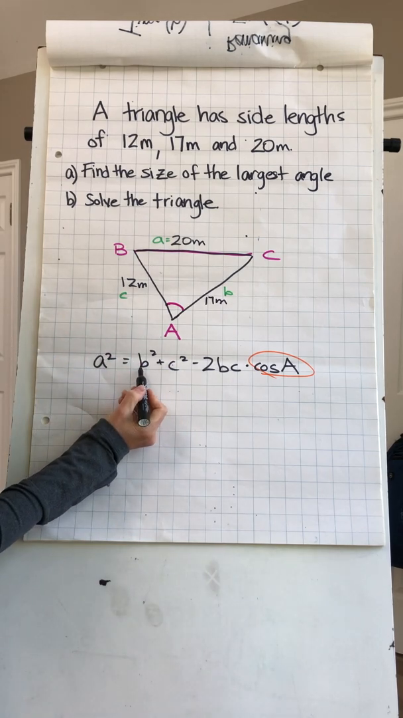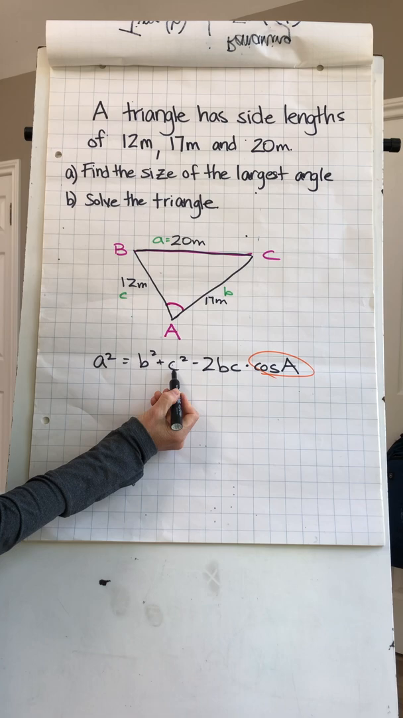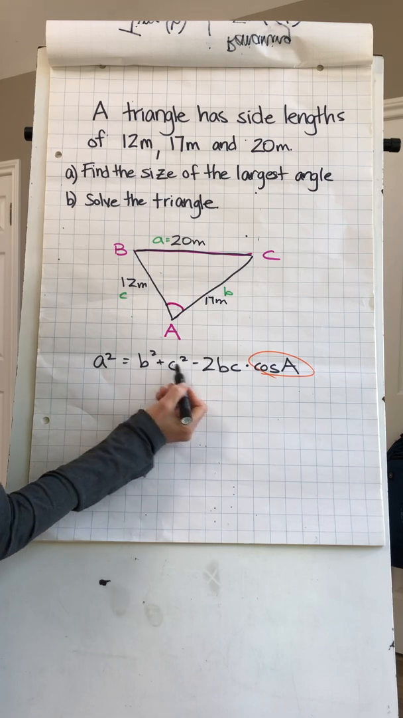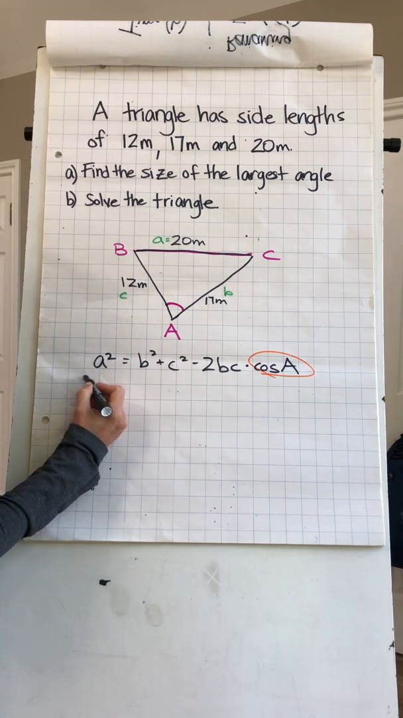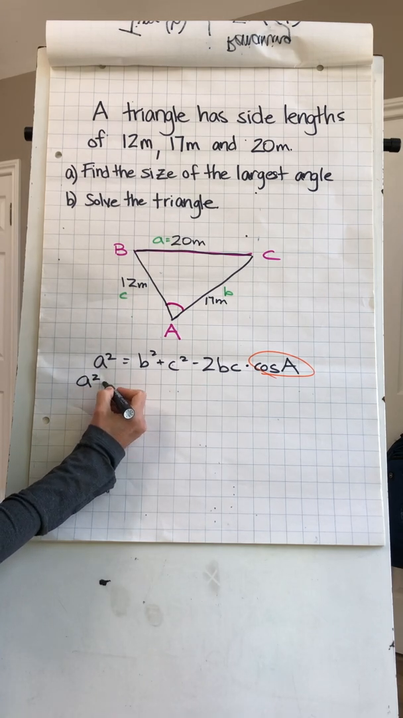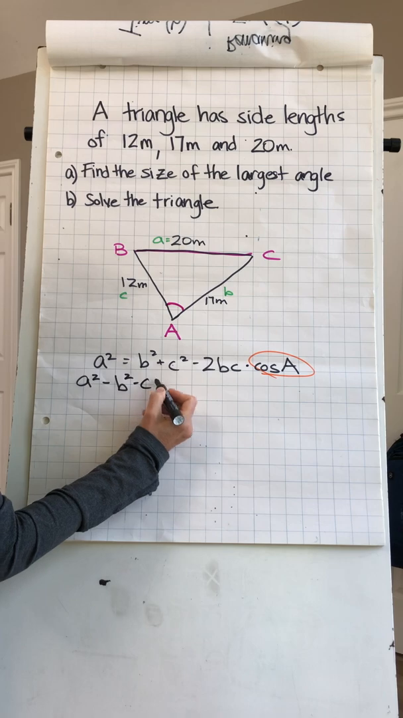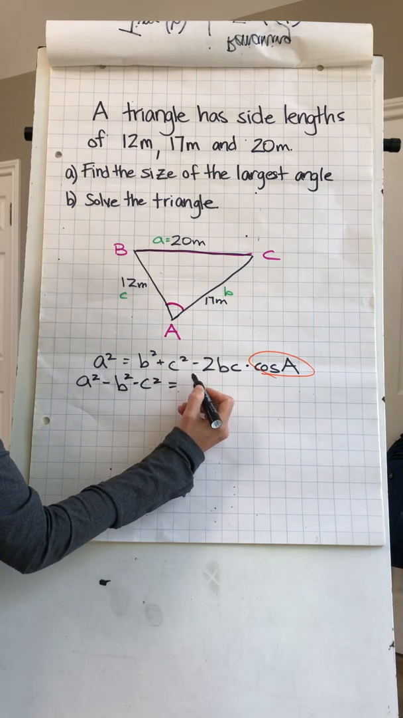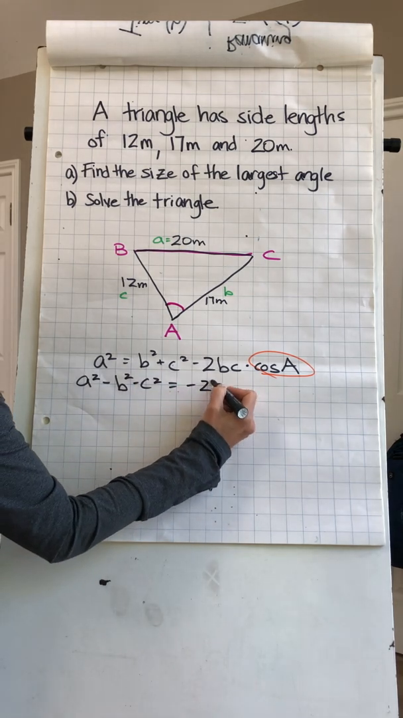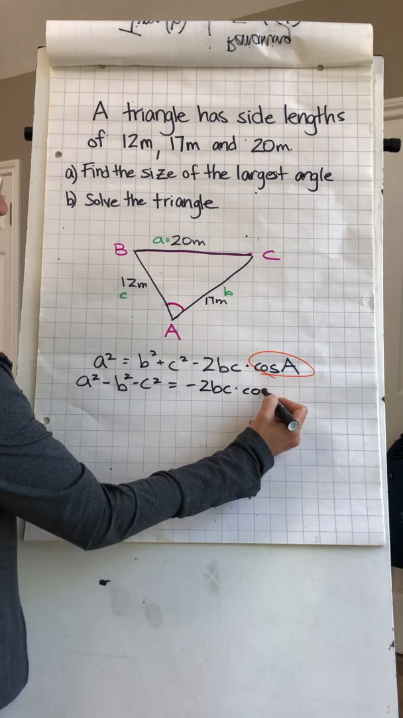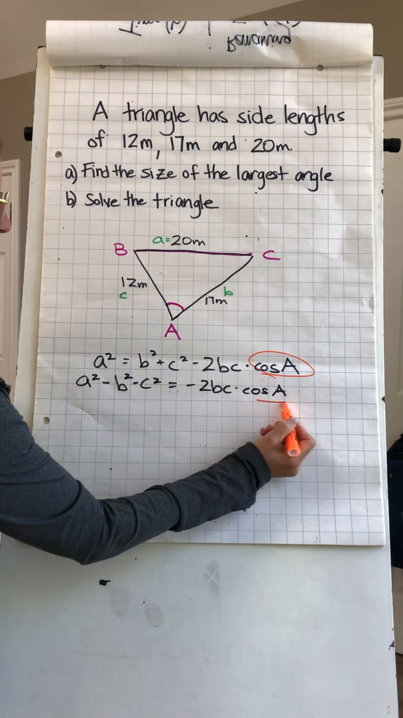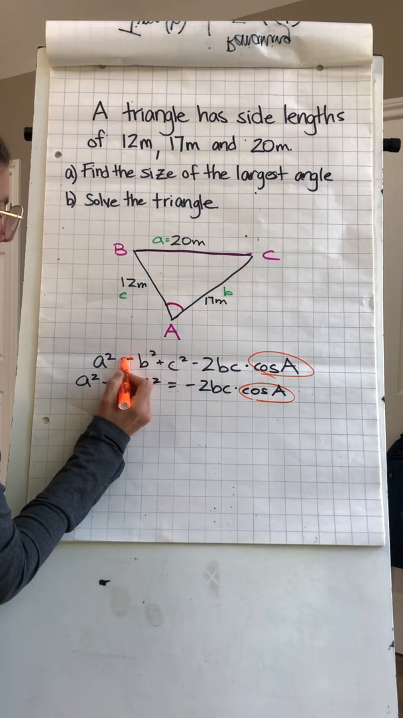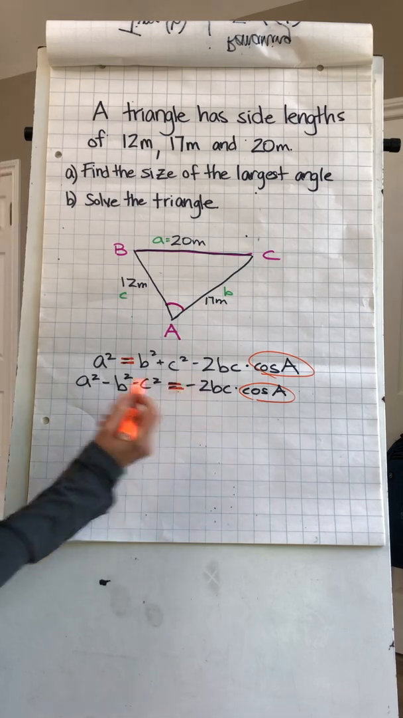So if we've got a positive B squared and a positive C squared, I'm going to take those away. I'm going to subtract B squared and subtract C squared. So my next line would be A squared minus B squared minus C squared equals, okay, so this is moved, negative 2BC times the cos of angle A. All right, so we now have, here it is. Now I'll put the equal signs maybe so you can see them really well.